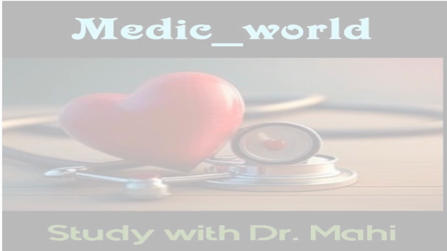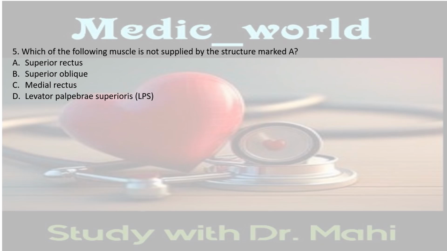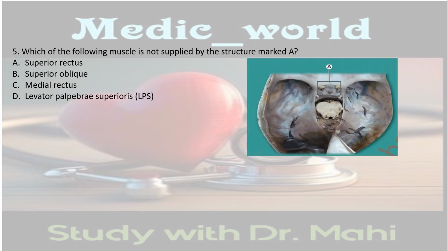Now, next question. Which of the following muscles is not supplied by the structure marked A? Let's see the image. Here the image shows the oculomotor nerve, and it does not supply the superior oblique muscle because we all know the mnemonic, that is SO4. So superior oblique is supplied by the fourth cranial nerve, that is trochlear nerve. It is not supplied by the oculomotor nerve. So the answer to this question is option B, that is superior oblique muscle.